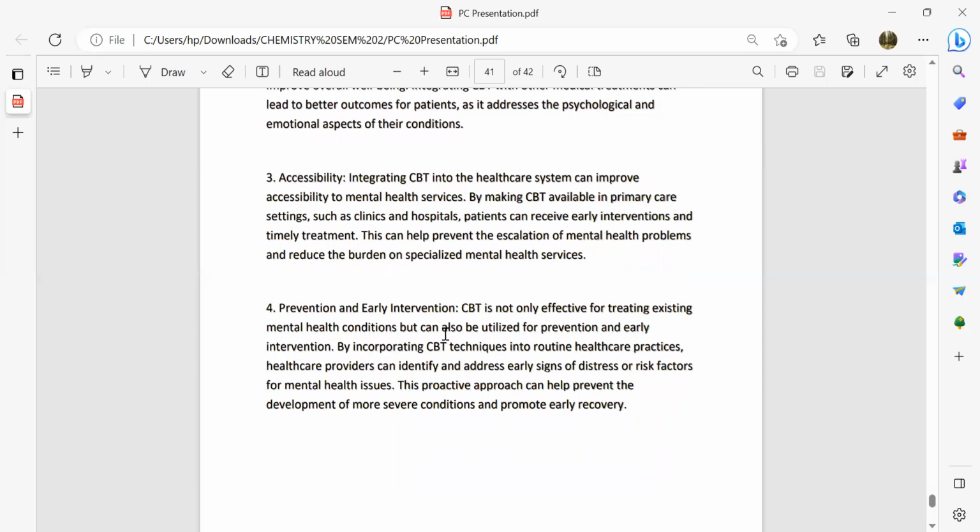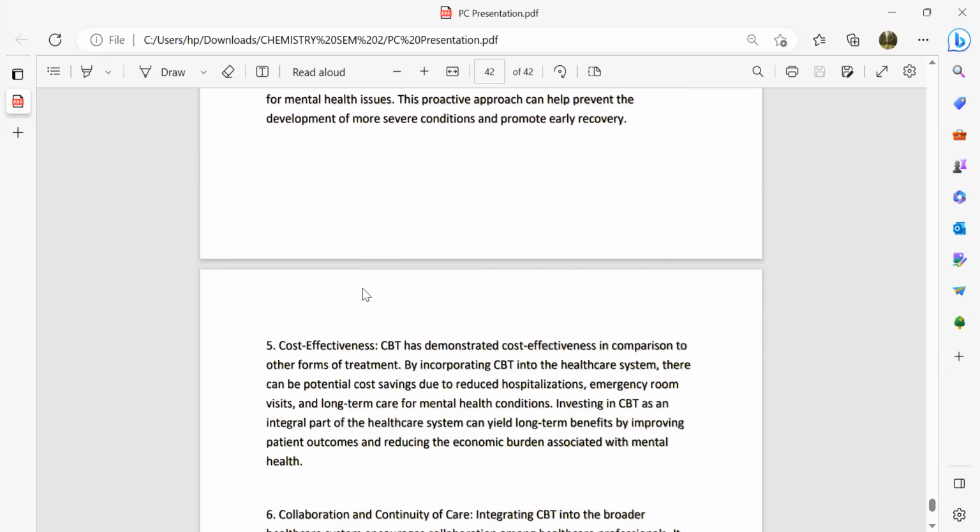Prevention and early intervention. CBT is not only effective for treating existing mental health conditions, but can also be utilized for prevention and early intervention. By incorporating CBT techniques into routine healthcare practices, healthcare providers can identify and address early signs of distress or risk factors for mental health issues. This proactive approach can help prevent the development of more severe conditions and promote early recovery.